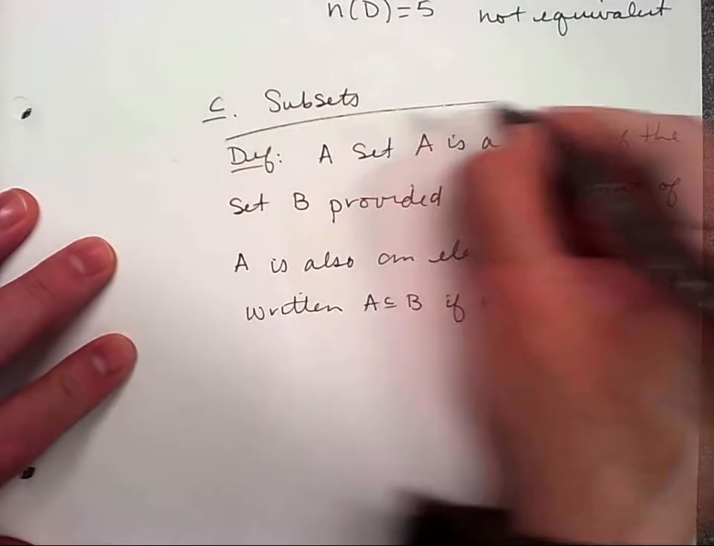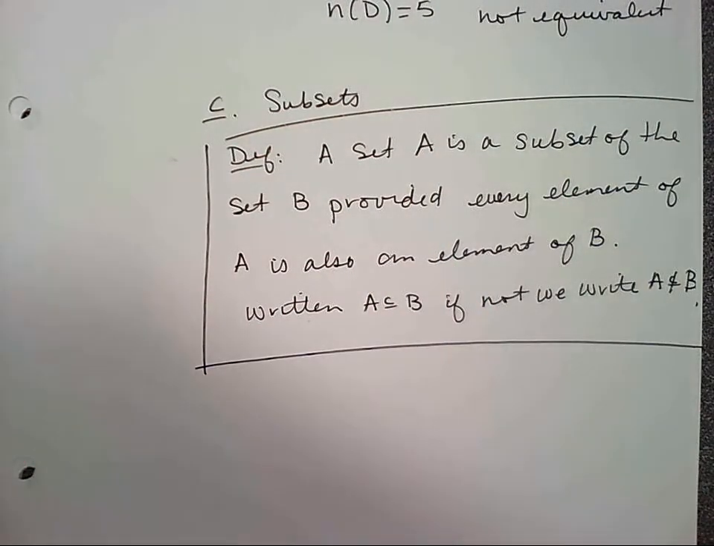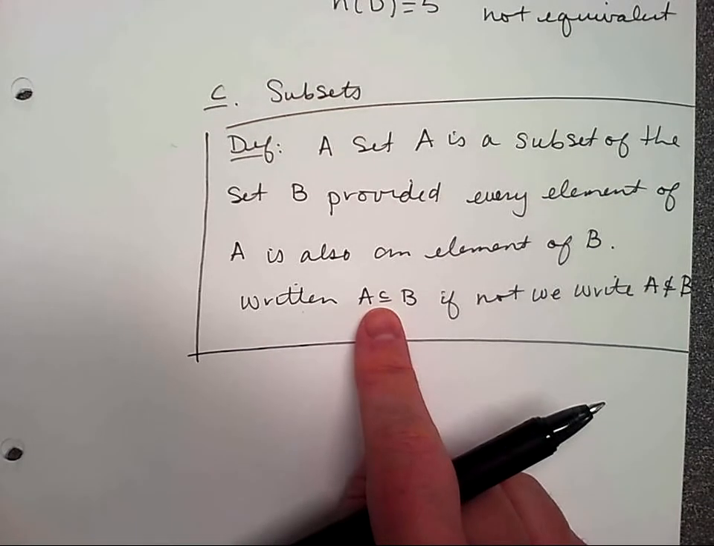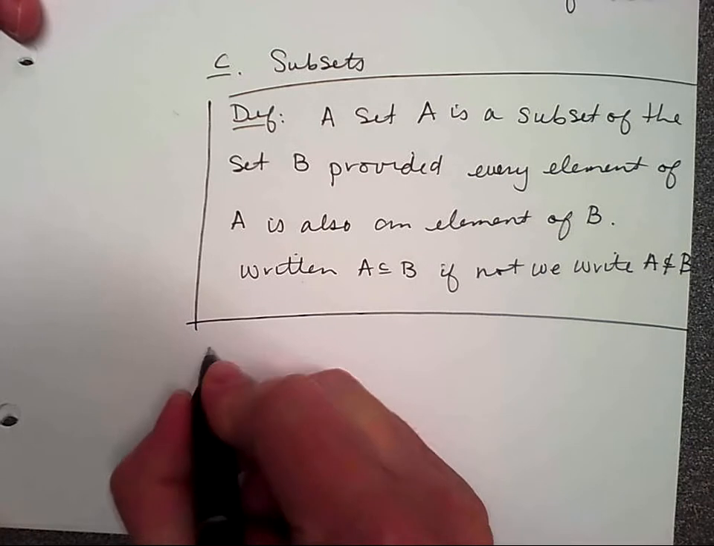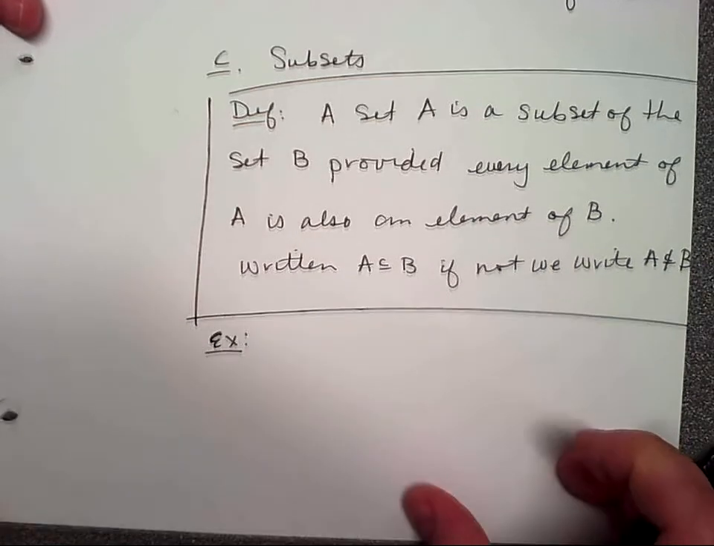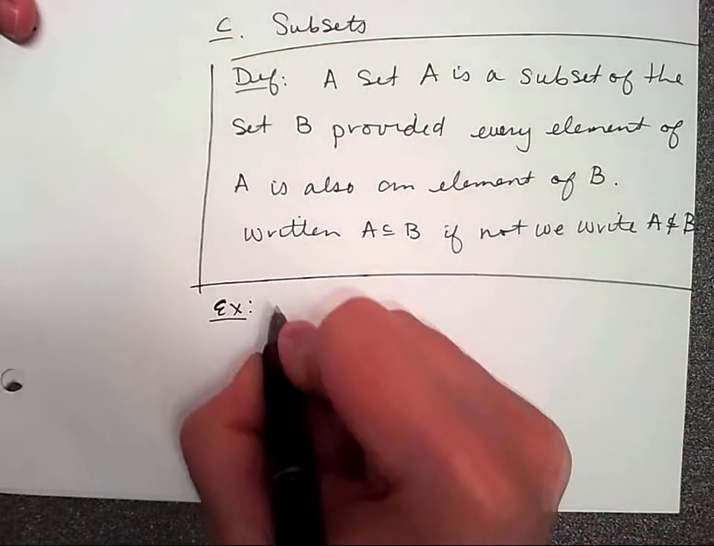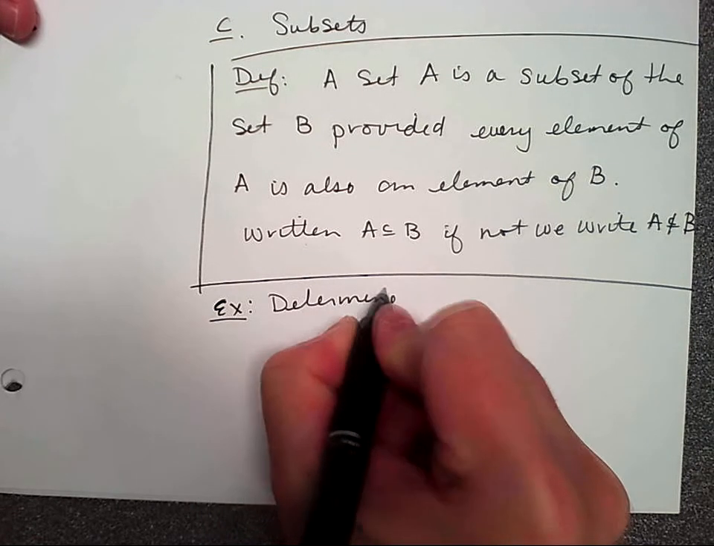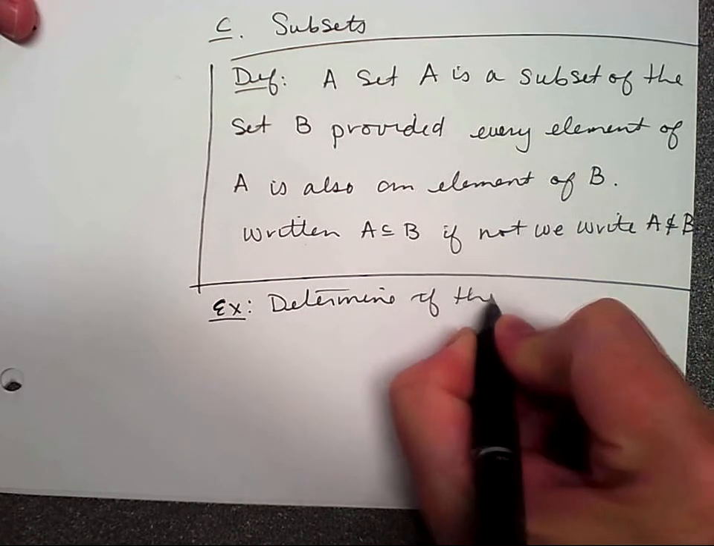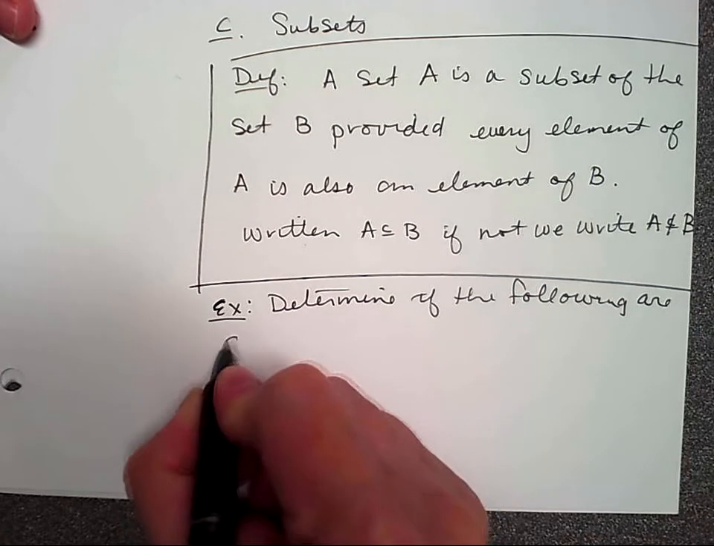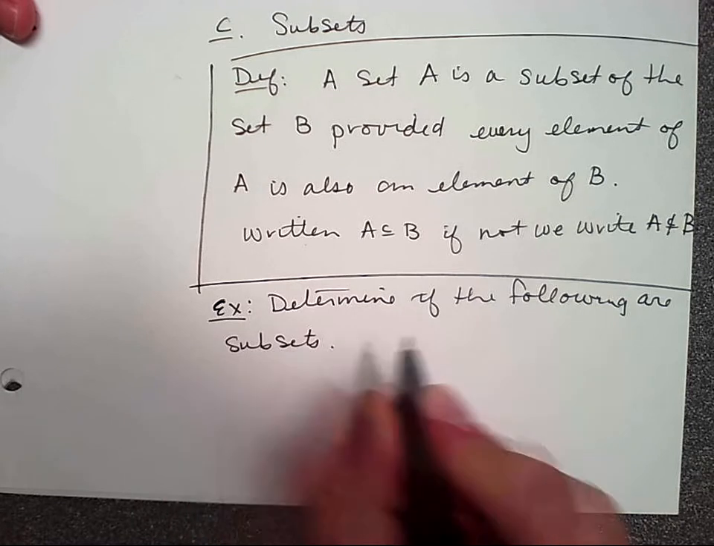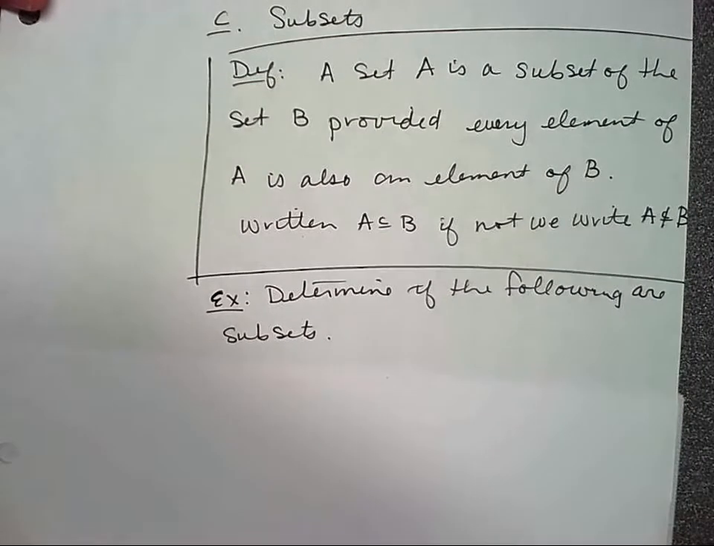Okay, so that's a definition, so we'll box it in. So A is a subset of B if every element of A is also in B. If not, we write the same symbol with a line through it, right? So let's do an example. Determine if the following are subsets. So this is example number 8.